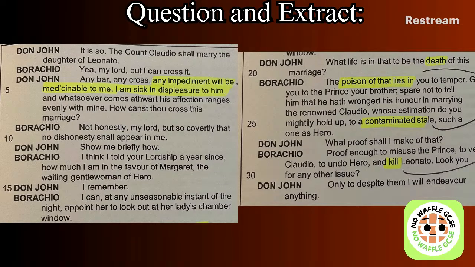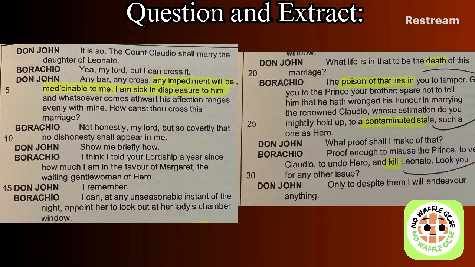Don John says, "It is so, the Count Claudio shall marry the daughter of Leonato." Barrachio says, "Yea, my lord, but I can cross it." Don John says, "Any bar, any cross, any impediment will be medicinable to me. I am sick in displeasure to him, and whatever comes athwart his affections ranges evenly with mine. How canst thou cross this marriage?"